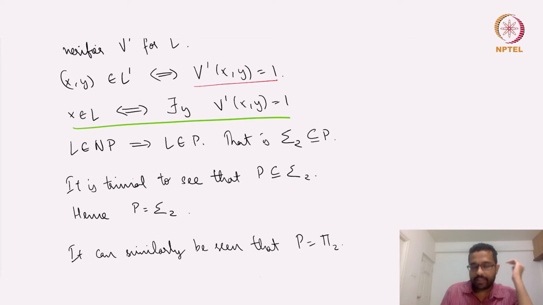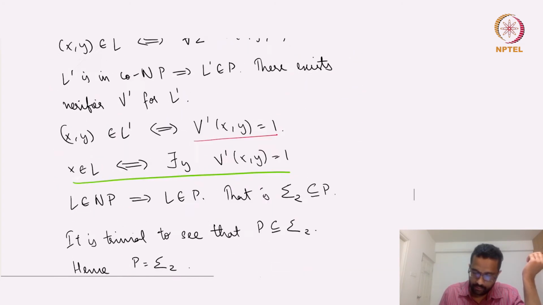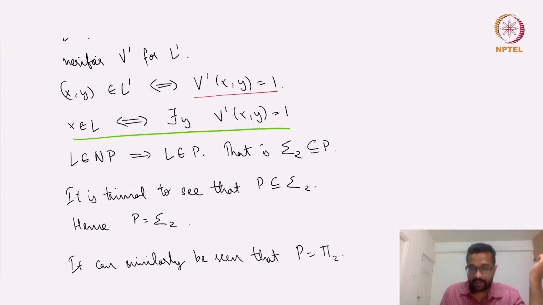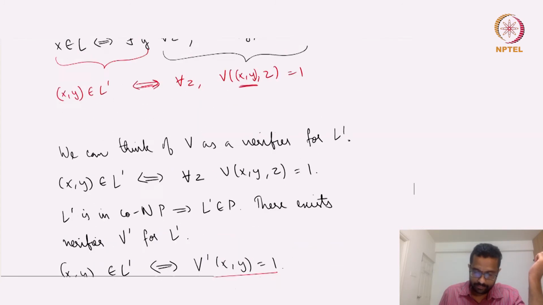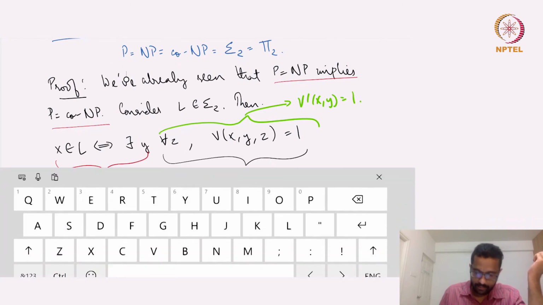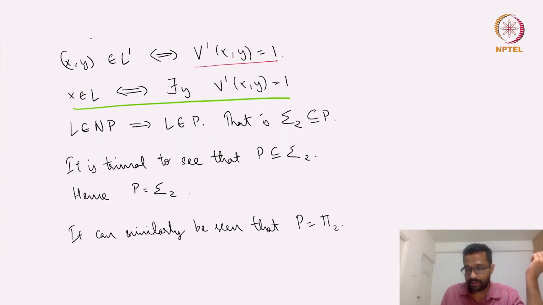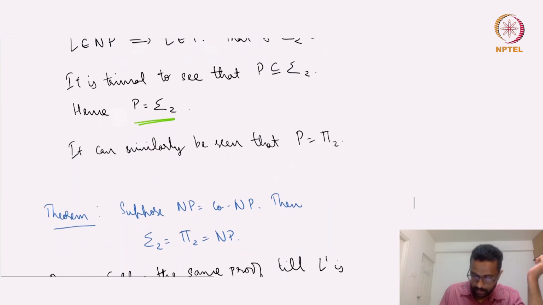Which means now it's an NP type characterization. It's just an existential quantifier, which means L is in NP. So we started with the assumption that L is in sigma 2, and we've reached L is in NP, and by assumption NP is equal to P. So which means L is in P, which means sigma 2 is contained in P, and the other direction is easy to see. We have already mentioned that, which means P is equal to sigma 2. And similarly, you can show P equal to pi 2 also.